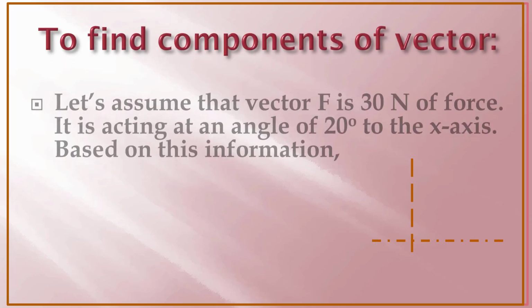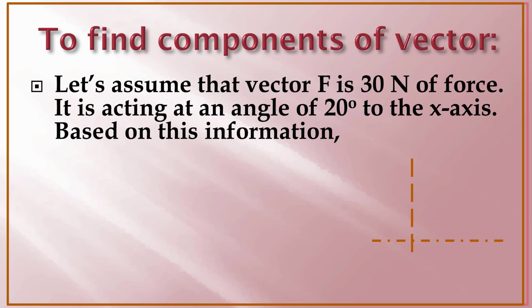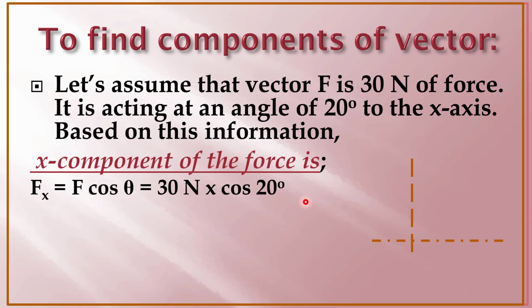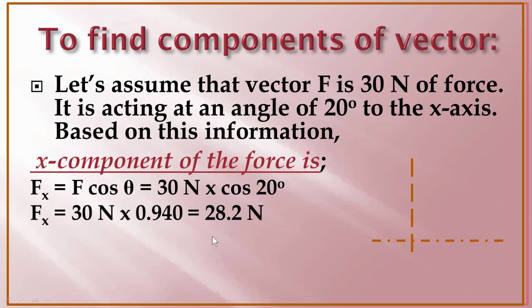So let's check out an example. Let's assume that vector F is 30 newtons of force, acting at an angle of 20 degrees to the x-axis. Based on this information, we can find the horizontal and vertical components. We are just provided with the magnitude and angle of that force. So for the horizontal component, Fx is equal to F cos theta. The magnitude of F is 30 newtons and theta is 20 degrees. Putting in these values, Fx is equal to 30 newtons times 0.940, which is equal to 28.2 newtons.